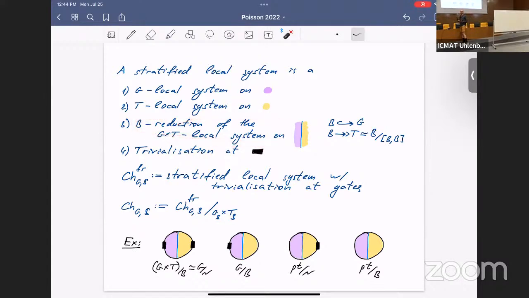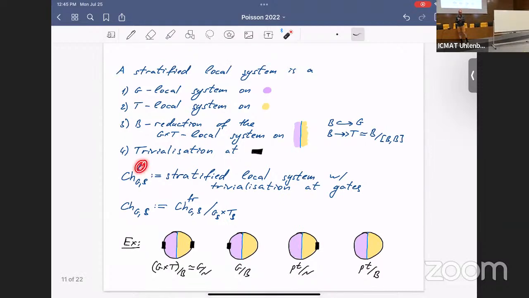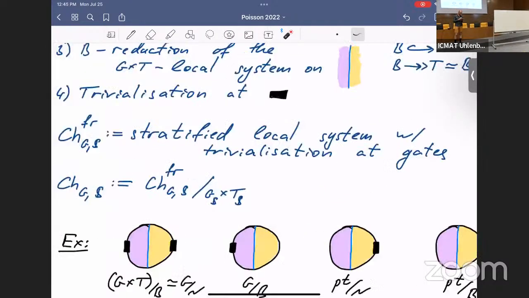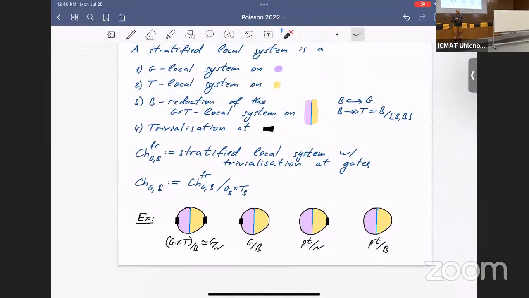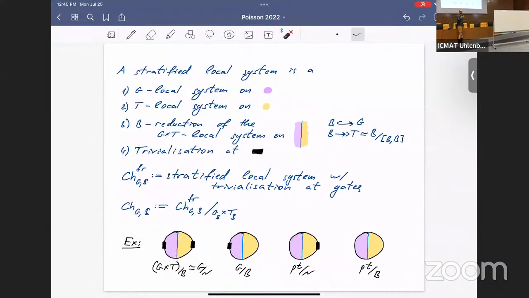And finally, as I said, we'll consider framing or trivialization at these gates. Now, this gadget here is a kind of character variety defined from the group G and stratified surfaces with framing. So this will be the moduli space of stratified local systems with trivializations at all the gates. And if I don't write framing, then I just mod out by the action of G and T at every single gate. So if I write G with subscript S, that just means a collection of all the G gates in my surface.